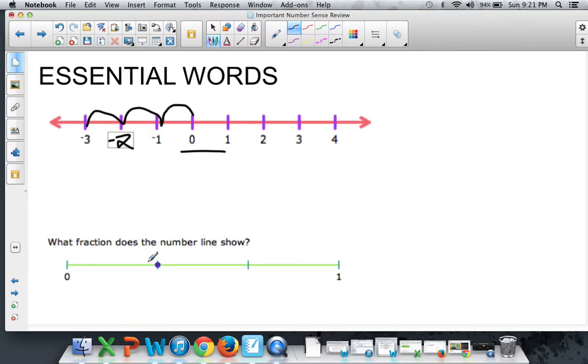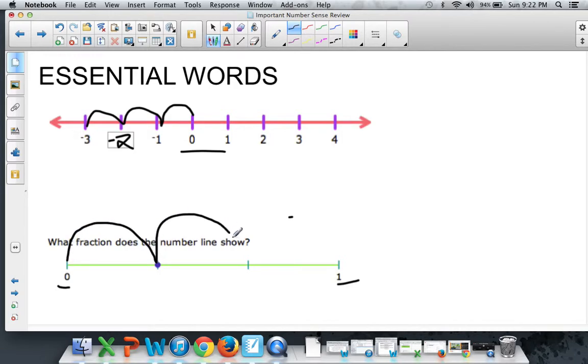What fraction does the number line show? Now before I told you that when you have 0 and 1, look out for the tenths. A lot of times they'll put tenths in there. But this is way different looking than the tenths. And to figure out what we are dealing with, you're going to have to do some counting. Don't worry, it's not hard. Start at 0, put your pencil or your finger on 0, and simply count.